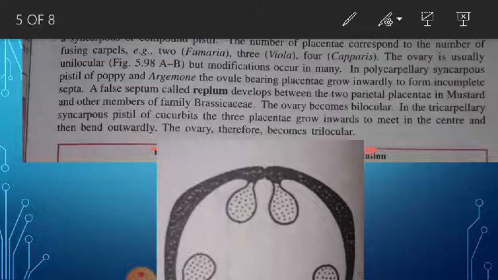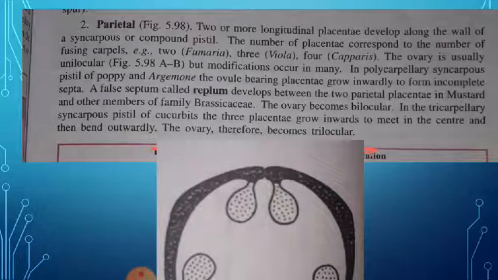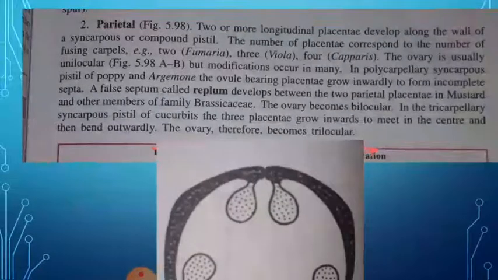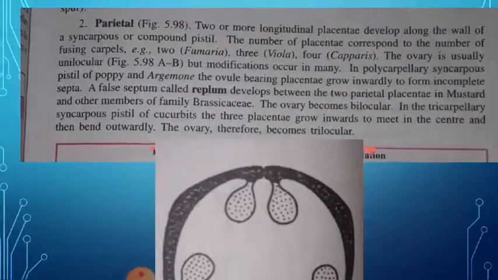So, as far as parietal placentation is concerned, two or more longitudinal placentae develop along the wall of a syncarpous or compound pistil. Such an arrangement is known as parietal placentation.